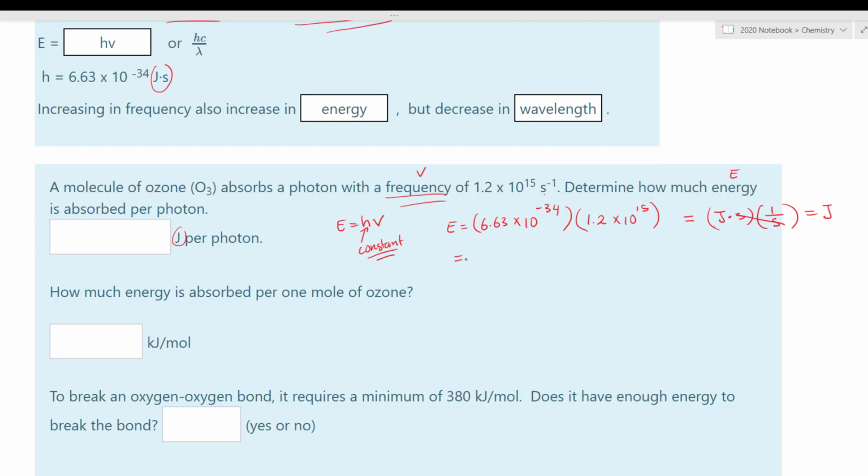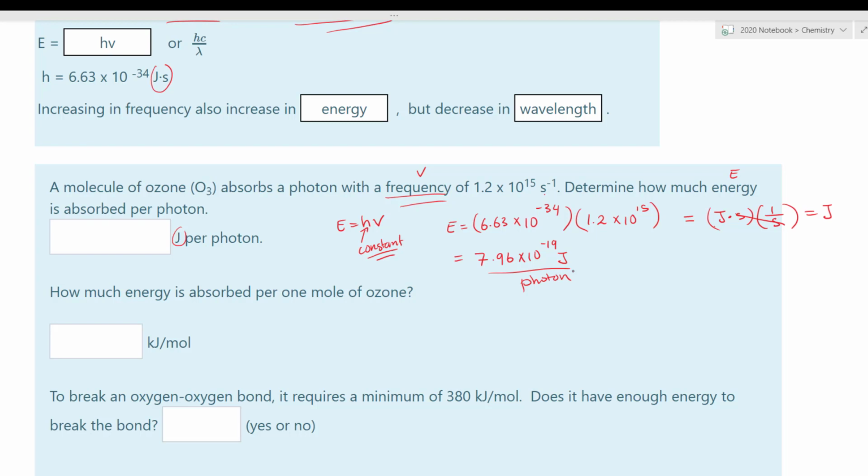So let's plug in our calculator, okay? So 6.63 e negative 34 times 1.2 e to 15. And that answer turned out to be 7.96 times 10 to the negative 19. And this is joule per photon. Okay? And that is our answer.